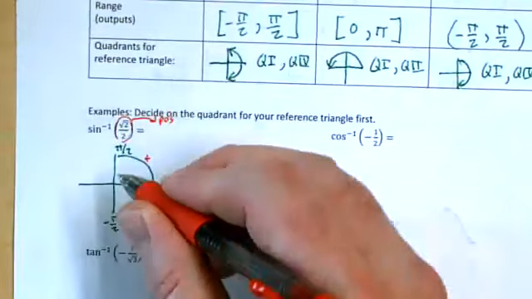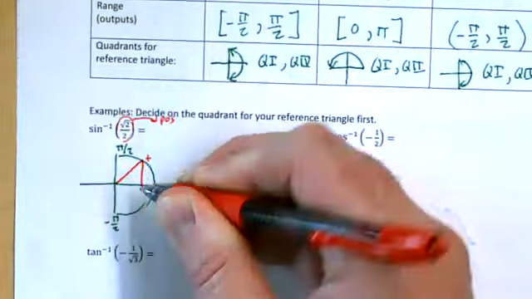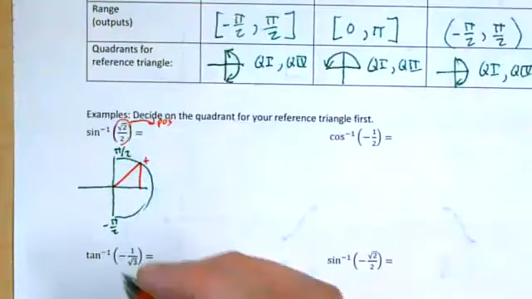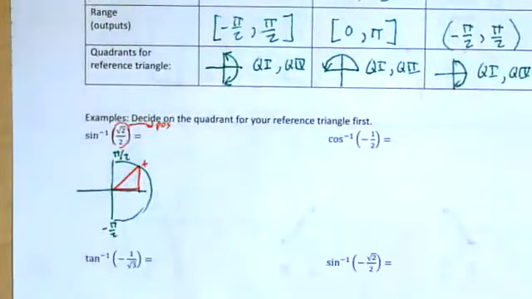So let's go ahead and draw ourselves a reference triangle. I'm just drawing it as a generic triangle. It kind of looks like this is going to be a 45, but it might end up being a 30 or a 60. I don't really know yet.